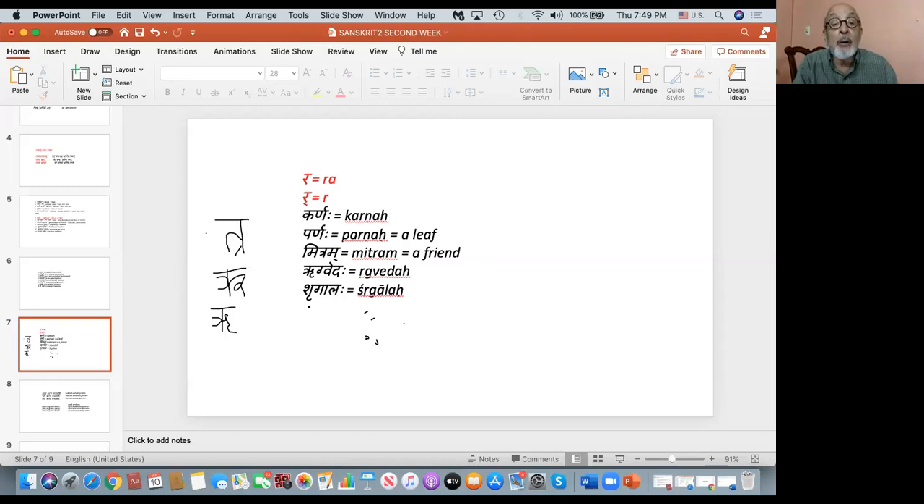Okay, now we have Srigalaha. Right? This is "so." Sometimes that "so" is written this way. This is the way I write "so." But some people write "so" in quite a different way.